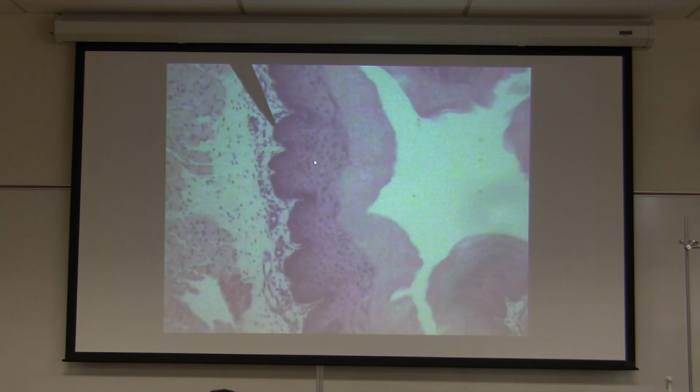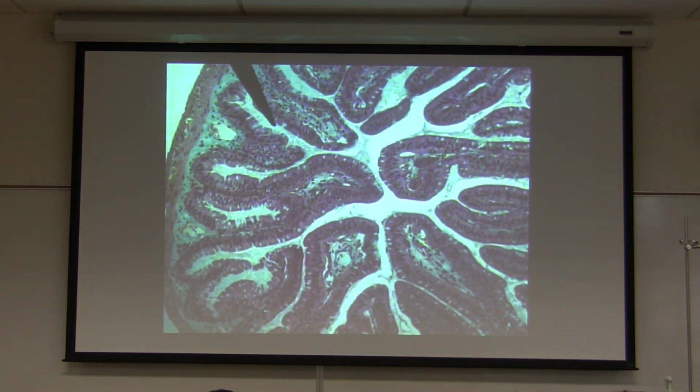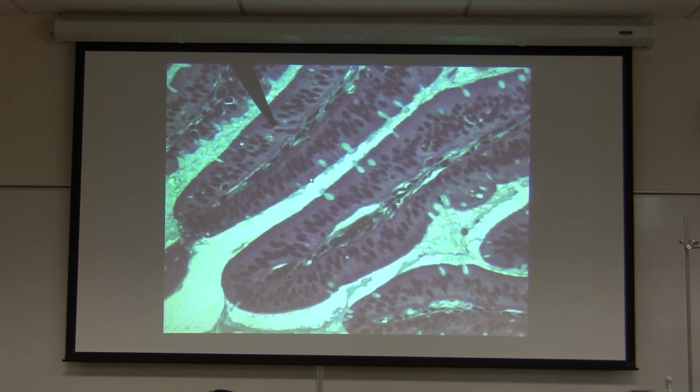What is the tissue? Stratified squamous epithelial tissue. Stratified squamous epithelial tissue. Okay, what is the name of structure? Villus. This is again intestine. This is intestine. Villus.